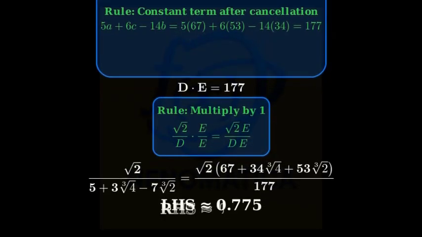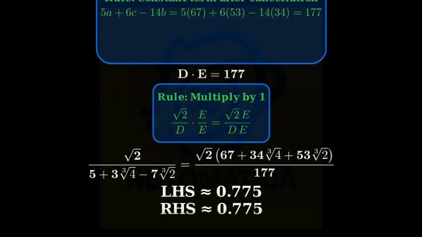Step 7. Quick check. Evaluate both sides numerically to confirm agreement to 3 decimals. The left side is approximately 0.775, and the right side matches. This builds confidence that our algebra is correct.